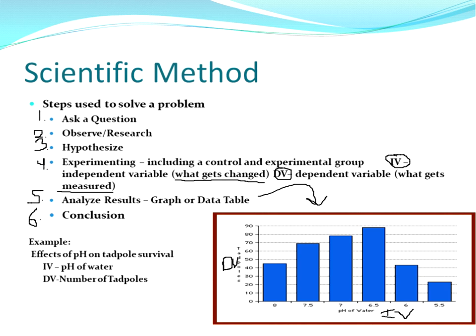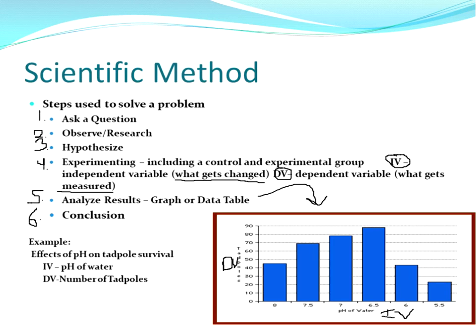So this is exactly what you guys need to know for the scientific method. You need to know the 6 steps: question, research, hypothesis, experiment, analyze, and conclusion. You also need to know independent and dependent variables in an experiment. Be able to pick them out. Independent variable is what you change on purpose. Dependent variable is what you measure.